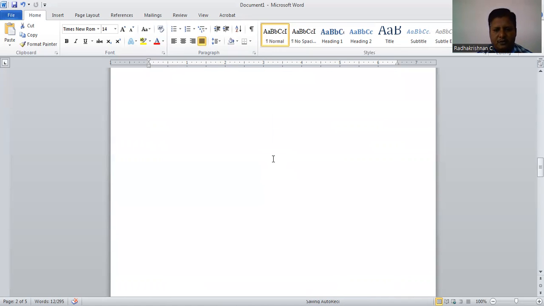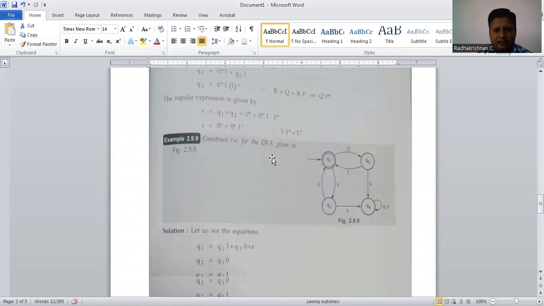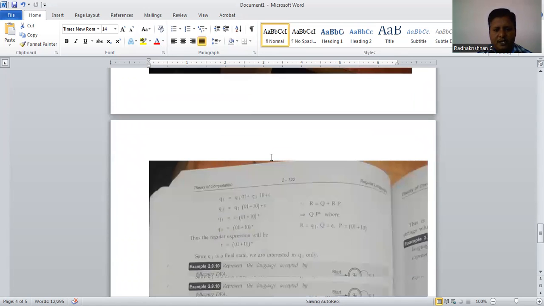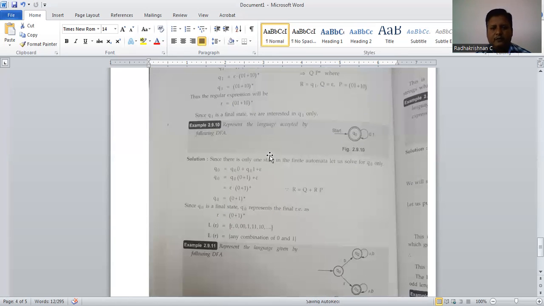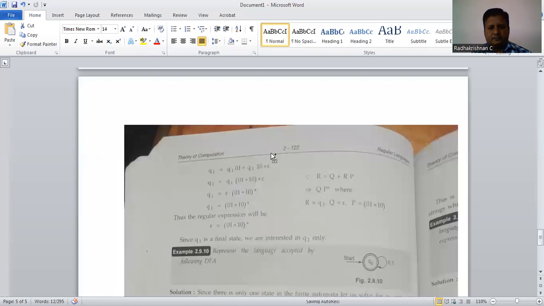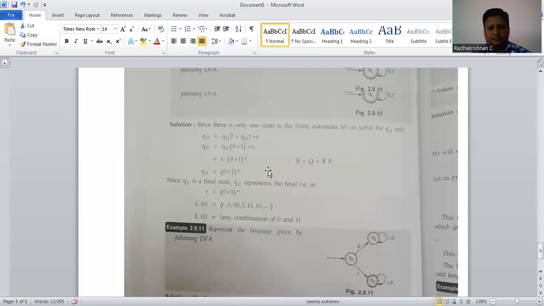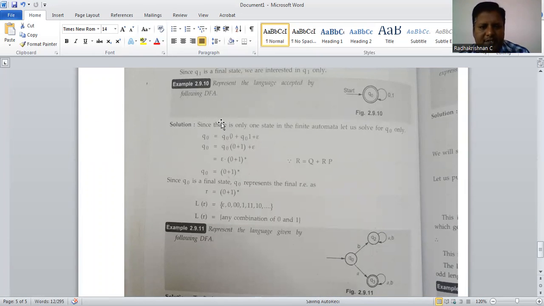Next, we discuss an example problem. A small example problem we discuss, and after that we go for the next one. Now consider this example 2.9.10. Find and represent the regular language accepted by the DFA.